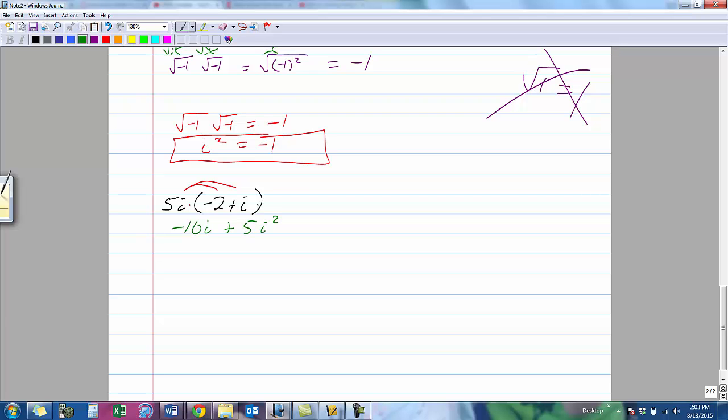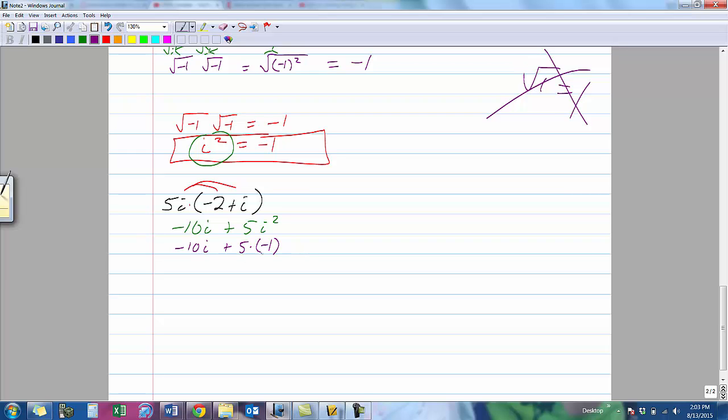The thing is, what did we just get done talking about? i squared is negative 1. So in other words, what we have here is negative 10. This is just a regular i, that's root negative 1. But plus 5 times i squared, we just said is negative 1.